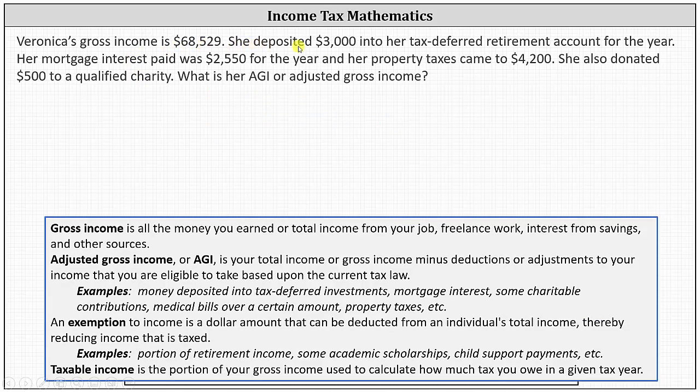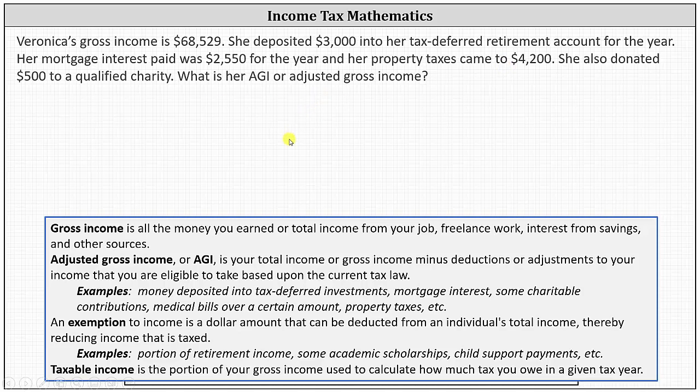For the next example, Veronica's gross income is $68,529. She deposited $3,000 into her tax-deferred retirement account for the year. Her mortgage interest was $2,550 for the year, and her property taxes came to $4,200. She also donated $500 to a qualified charity. What is her AGI, or adjusted gross income? Recall, the adjusted gross income is the total income or gross income minus deductions or adjustments based upon the current tax law. In this case, we'll assume that the $3,000 from the tax-deferred retirement account, the mortgage interest, property taxes, as well as the donation are all deductions.